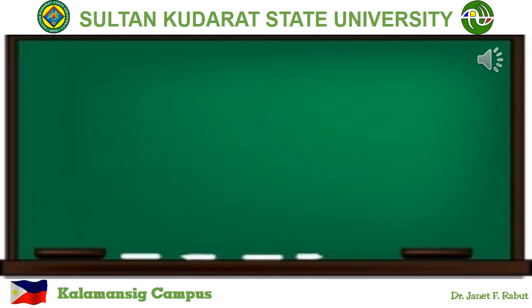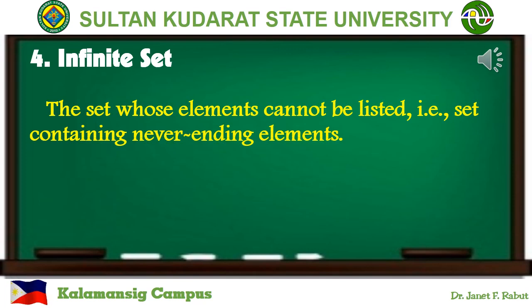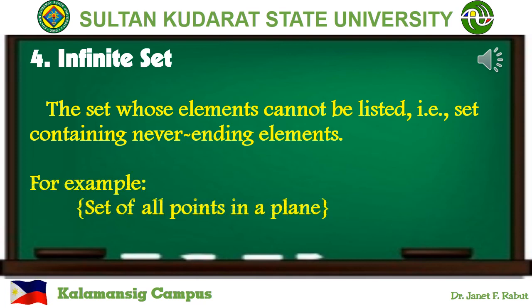The fourth type of set is what we call the infinite set. When we say infinite, it is a set whose elements cannot be listed because of so many elements, or a set containing never-ending elements. I have mentioned earlier that we can write a set using 3 dots, or what we call ellipses. That means the elements continue on. Okay, let's have another example. The set of all points in a plane. If there are so many points in a plane, it is better to write it with ellipses.